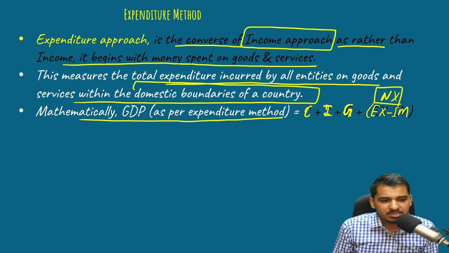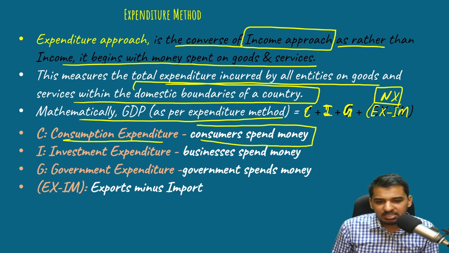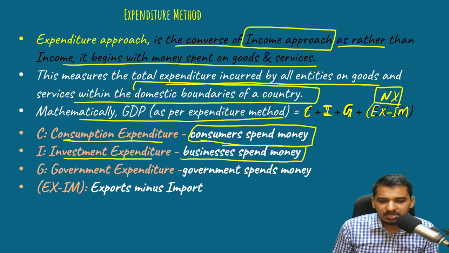C plus I plus G plus NX. This is known as GDP by expenditure method. Where C is consumption expenditure, that is consumers spend money. So whenever they spend money, they buy something, that is C. I is investment expenditure, that is business spending money. G is government expenditure, that is government spends some money to build road, railway, etc.